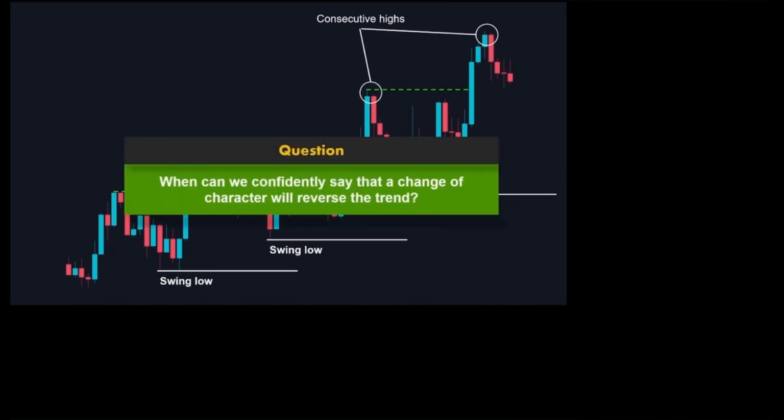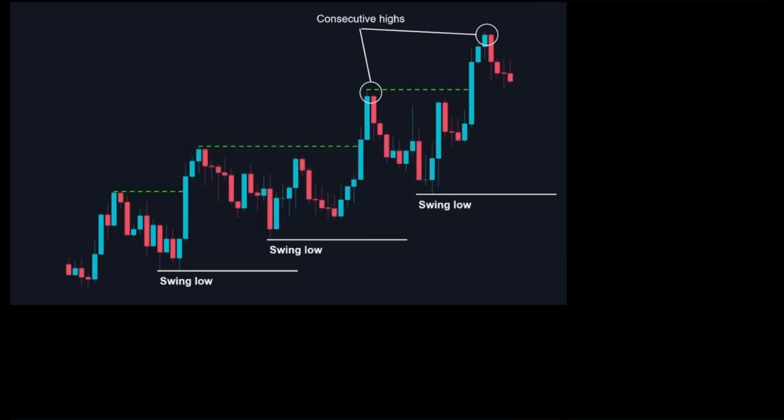Now here comes a question. When can we confidently say that a change of character will reverse the trend? To answer this question, you need to understand the factual nature of the market.